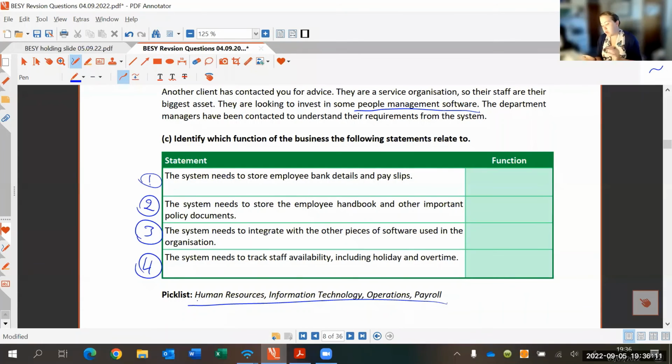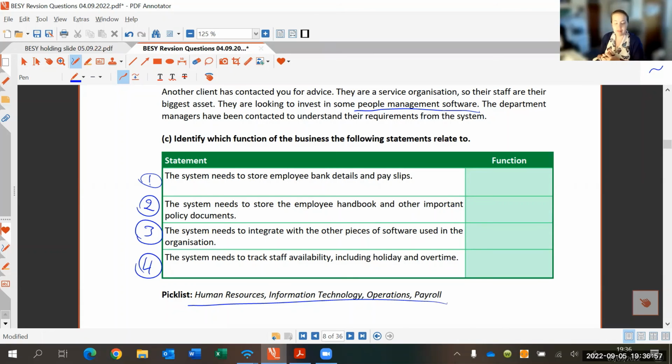So we've got first one, the system needs to store employee bank details and their pay slips. We also wanted to store the employee handbook and other policy documents that staff may want to access. We'd like it to be able to integrate with other pieces of software used in the organisation. And we also wanted to track holiday overtime and general staff availability, so might be levels of sickness, absence as well. So we've got human resources, information technology or IT, the operations section, and the payroll department.